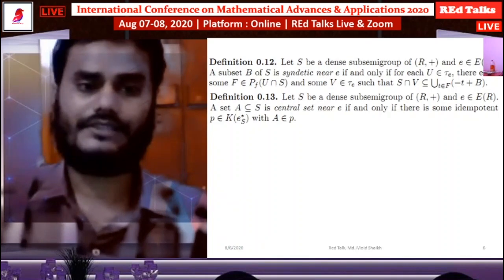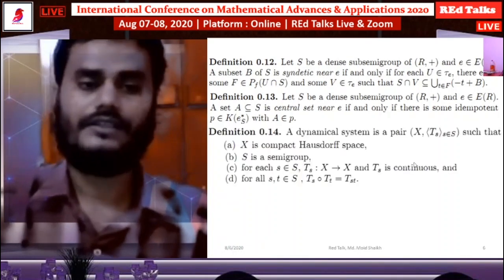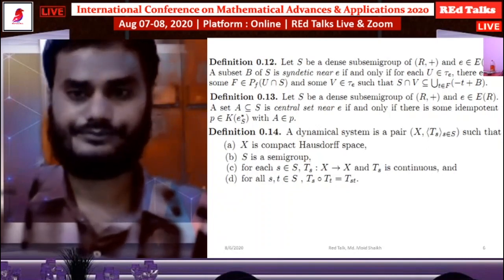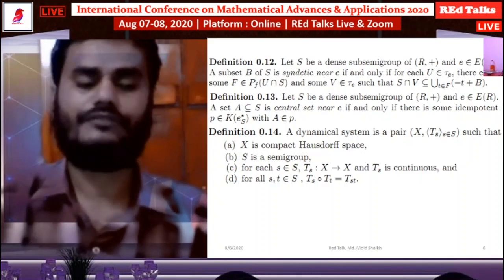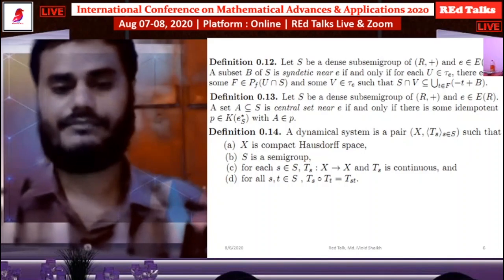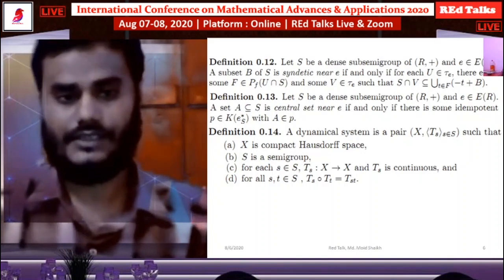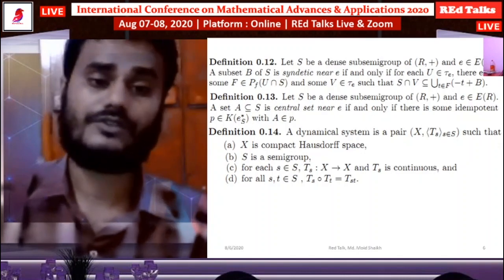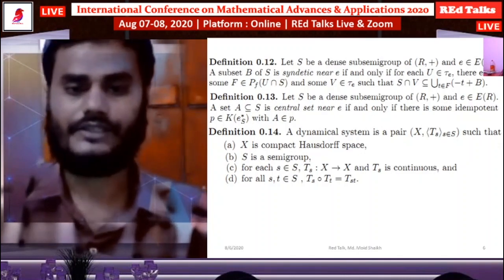Now, a dynamical system (X, ⟨T_s⟩_{s∈S}) is nothing but a pair where X is a compact Hausdorff space, S is a semigroup, and for each s in S, T_s is a mapping from X to X and continuous, and for all s, t in S, T_s ∘ T_t = T_st.